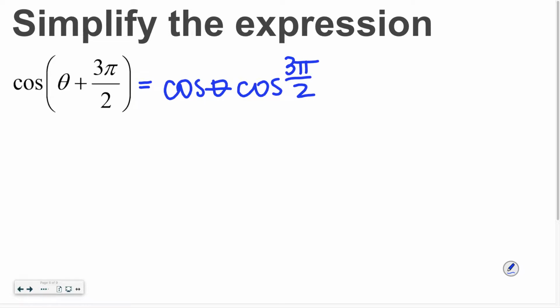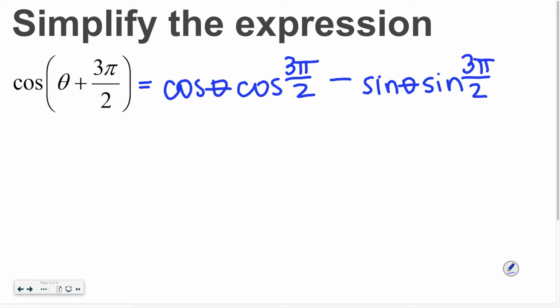What would go here? Minus, since it's addition inside, we switch to subtraction, sine of the first angle times the sine of the second angle. That's how we would apply the formula. So cosine, cosine with our two angles. We switch the operation, sine, sine with our two angles. Now, cosine of theta, sine of theta, we can't really do anything with that.